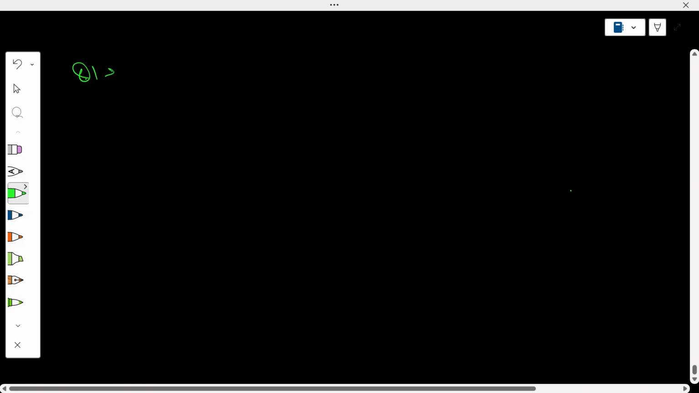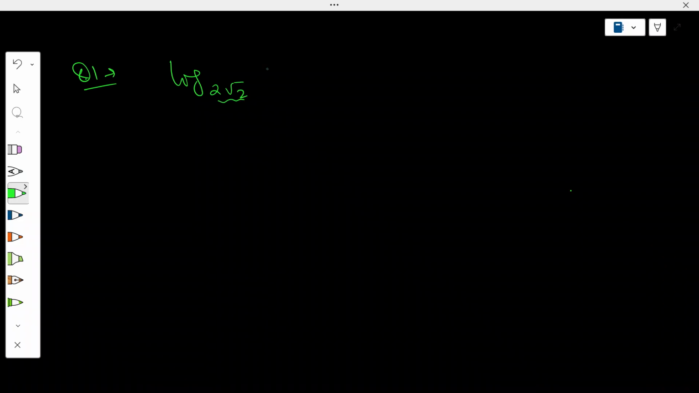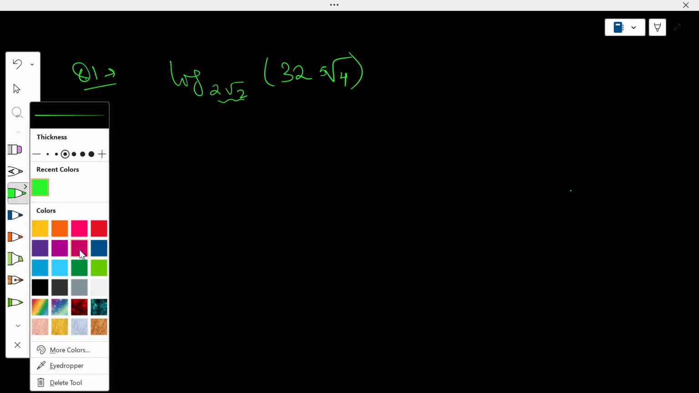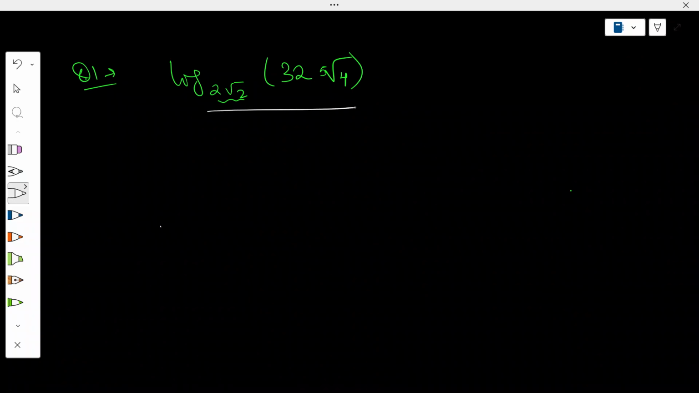Question number one is, we have to find the value of log base, this is the base, and value of this. So we have to find the value of this. You have to simplify this, then you have to simplify this, then only we can find the value of this, and the value is an integer.